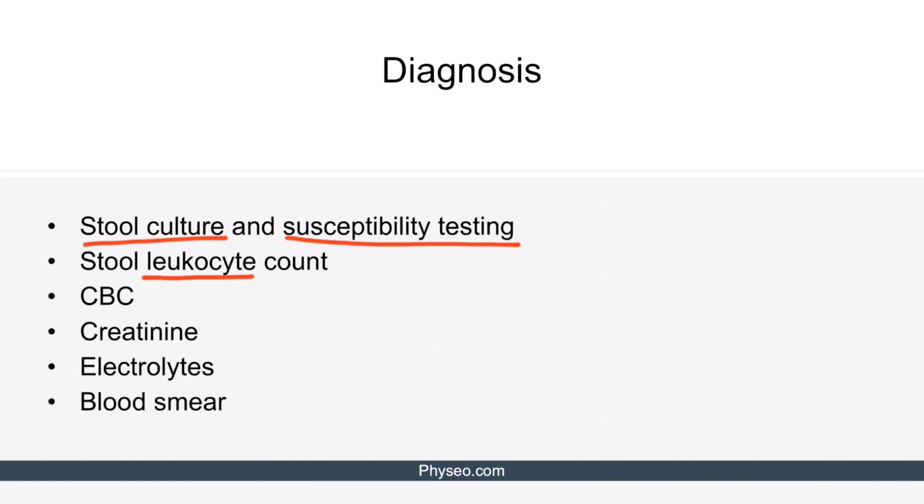To diagnose hemolytic uremic syndrome, we should obtain a complete blood count and check for anemia and thrombocytopenia. And then, of course, do a chemistry panel to identify creatinine and electrolytes, which can help you identify renal failure or acute kidney injury. And then, of course, get a blood smear to check for schistocytes.